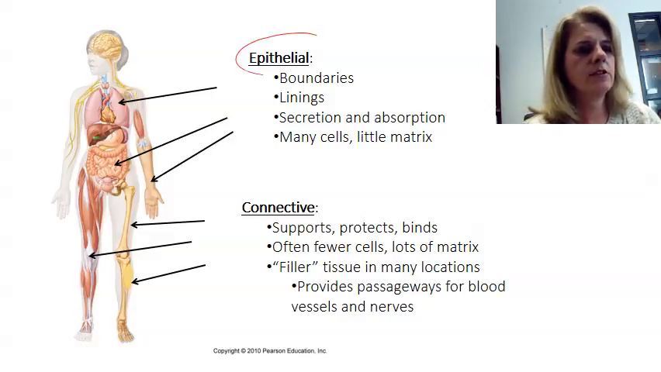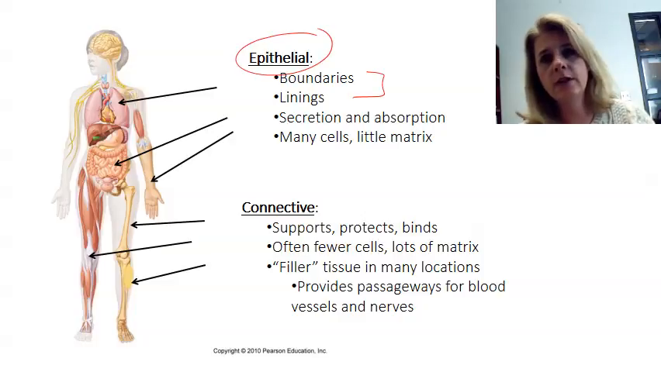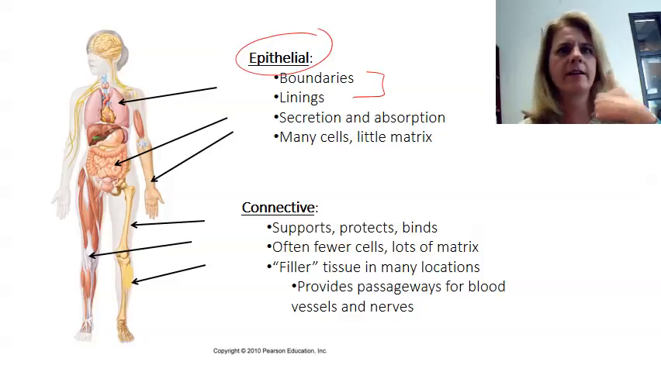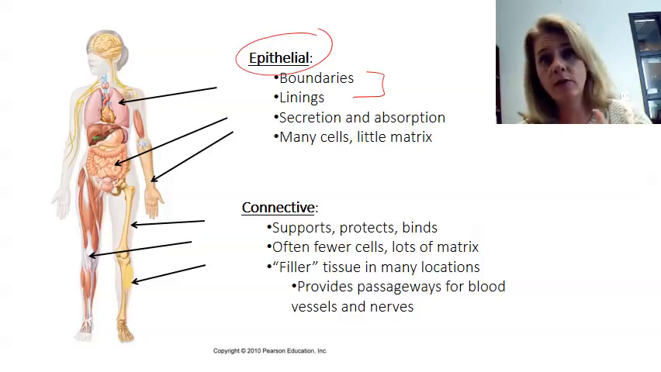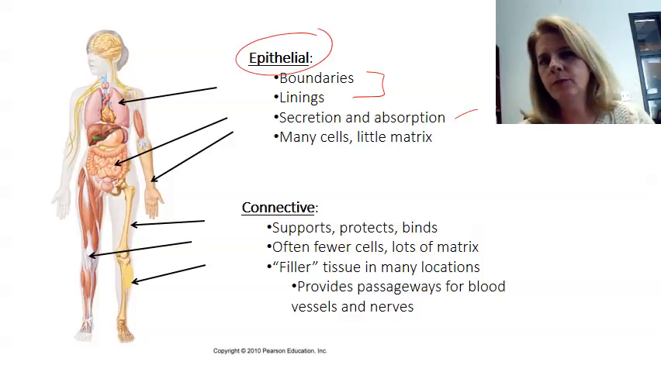Your epithelial tissues, these are your boundary and lining cells or lining tissues. So these are things that make boundaries. So for example, your skin is the boundary between you and the outside world. You have epithelial tissue that lines the organs or lines the mouth. So all the stuff inside your mouth, the oral cavity, that's an example of epithelial tissue. Epithelial tissue is also used for secretion and absorption. We're going to talk about sweat glands and oil glands and things like that.